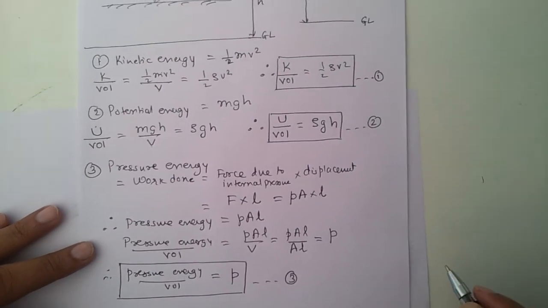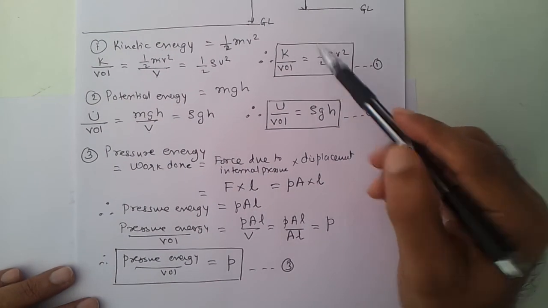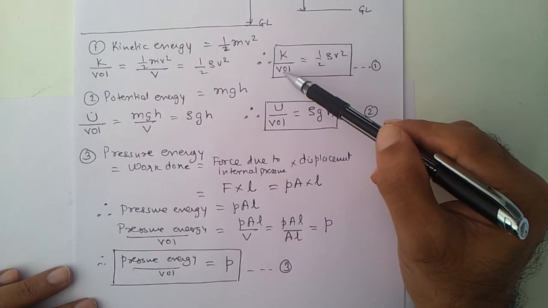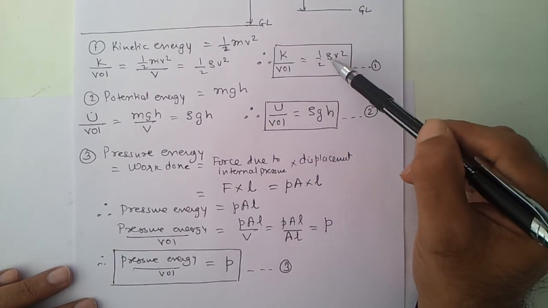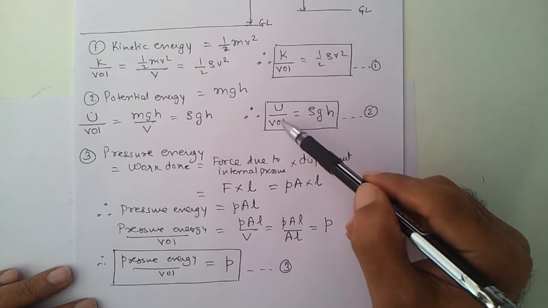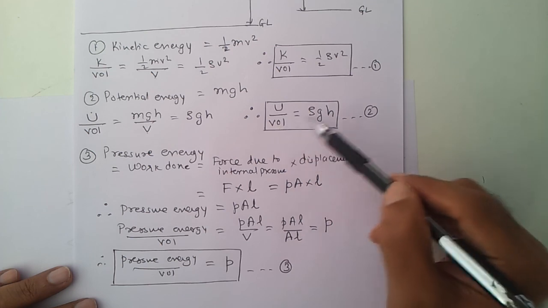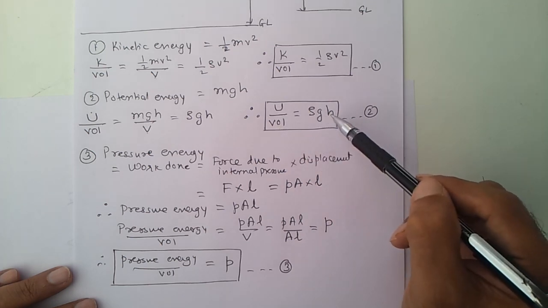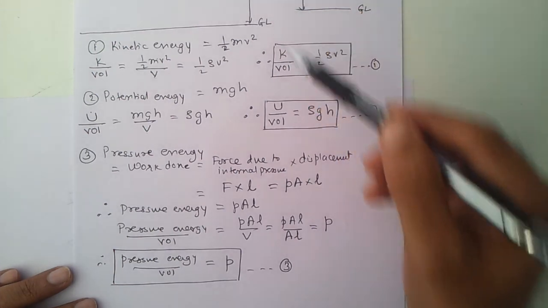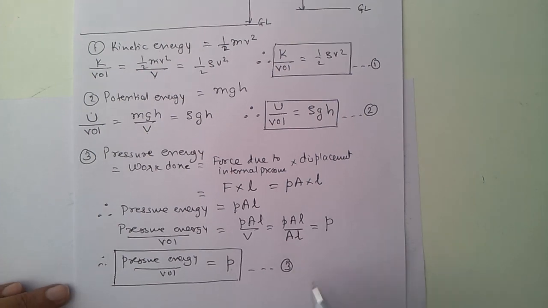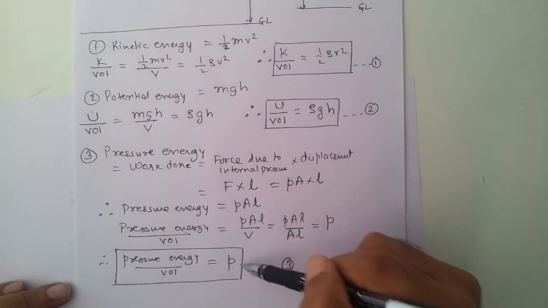So let us summarize what we have discussed. A flowing liquid possesses three energies: kinetic energy, and kinetic energy per unit volume is given by half rho v square, where rho is the density of the fluid and v is the speed of the liquid. Potential energy per unit volume is given by rho gh, where rho is the density of the fluid, g is acceleration due to gravity, and h is the height of the mass of the liquid. And finally, pressure energy of the liquid per unit volume is given by the pressure of the liquid. So these are the three energies that a flowing liquid possesses.